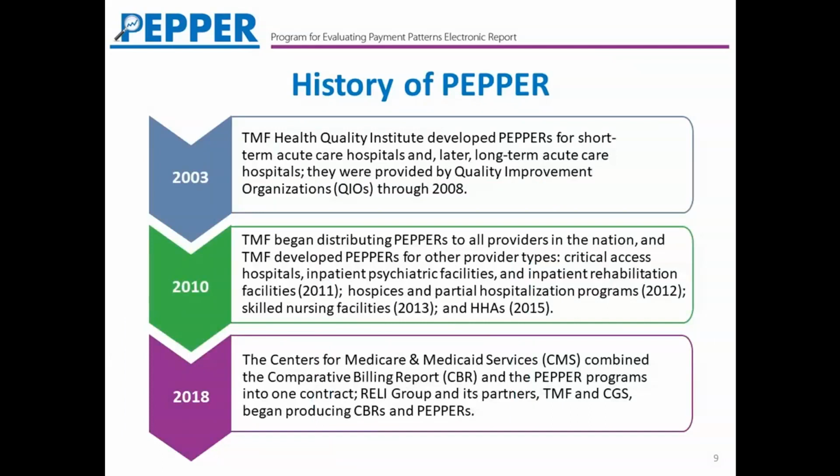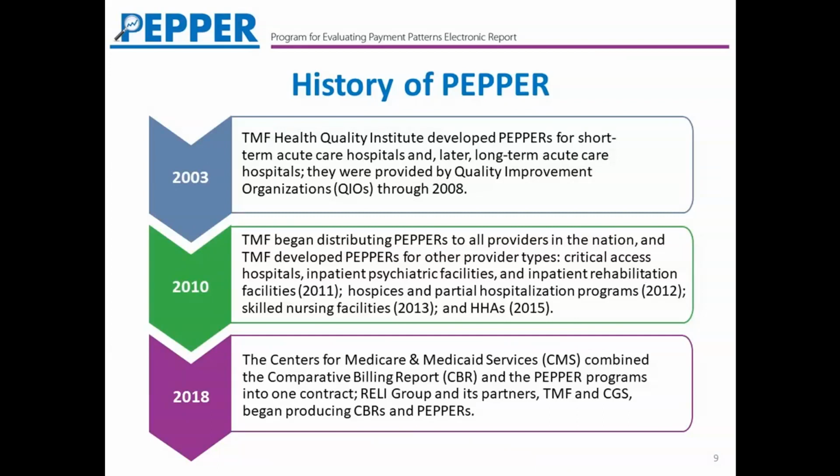Taking a look at the history of the PEPPER, we can see that the program began back in 2003. TMF Health Quality Institute developed the program originally for short-term acute care hospitals and later for long-term acute care hospitals. In 2010, TMF began distributing PEPPERs to all providers in the nation, and along the way they developed PEPPERs for other provider types, which you can see on this slide here. Each of these PEPPERs is customized to the individual provider type with the target areas that are applicable to each setting.